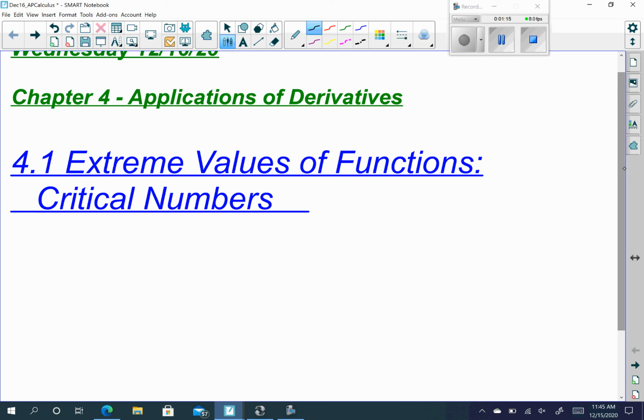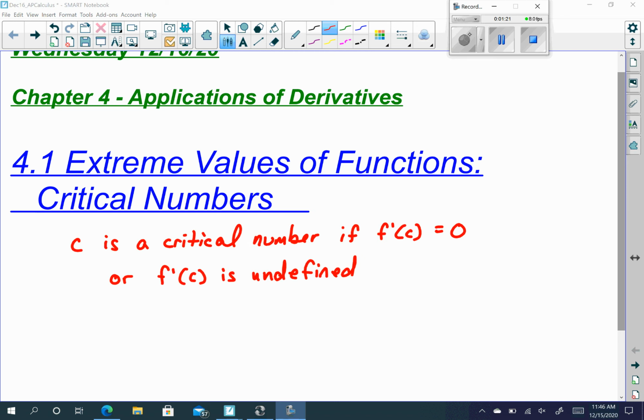4.1, we're going to start to look at extreme values of functions and how to find what are called critical numbers. All right, so our goal is to look for these critical numbers. It could just be one, it could be a couple, but we're going to call C a critical number. So C is a critical number if f prime at C is equal to 0 or f prime of C is undefined. So these are very important questions we're going to ask ourselves.